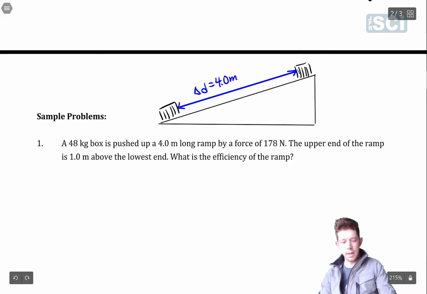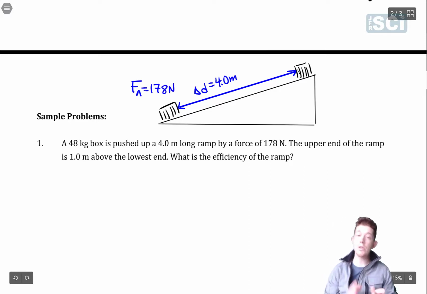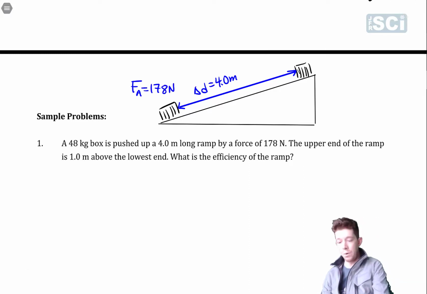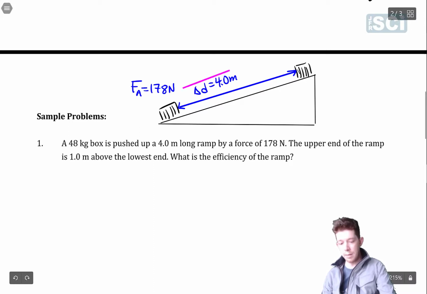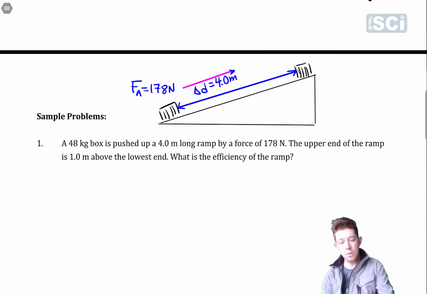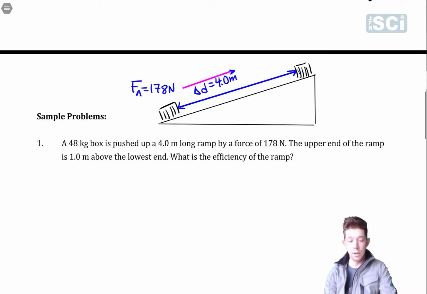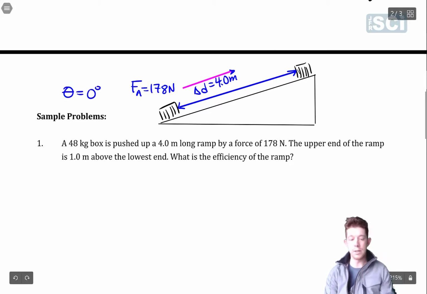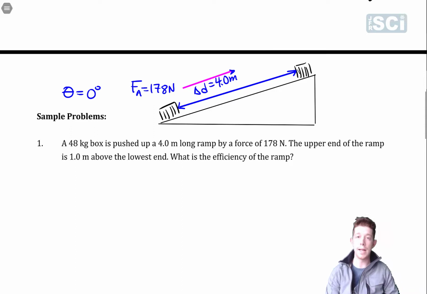And the force that I'm applying is 178 newtons. Now I'm applying it straight on the box. So the force is being pushed straight up the hill, and so is this distance that the box is moving. So the angle between the force vector and the displacement vector should be 0 degrees because I'm pushing in the same direction that our box is moving.